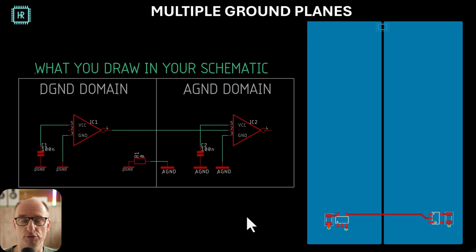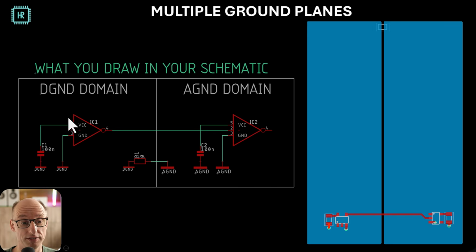So another popular flawed strategy is the use of multiple ground planes. The idea is that you have, for instance, a digital part in your circuit and an analog part, and you give each of those a separate ground plane. And the idea behind it is that the interference cannot get from the digital to the analog.